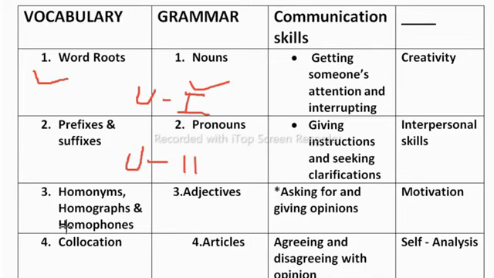Under unit 3, there are homonyms, homographs and homophones, and under the grammar section, adjectives, and asking for and giving opinions and motivation. This one is important from your exam point of view, and these three, adjectives and homonyms, are from unit 3. In the last unit, unit 4, you will get collocation questions, articles, and agreeing and disagreeing with opinion and self analysis. There are more chances that you will get these topics in your exam: self analysis, articles, and collocations. So for 20 marks, you have to learn all these 4 topics.